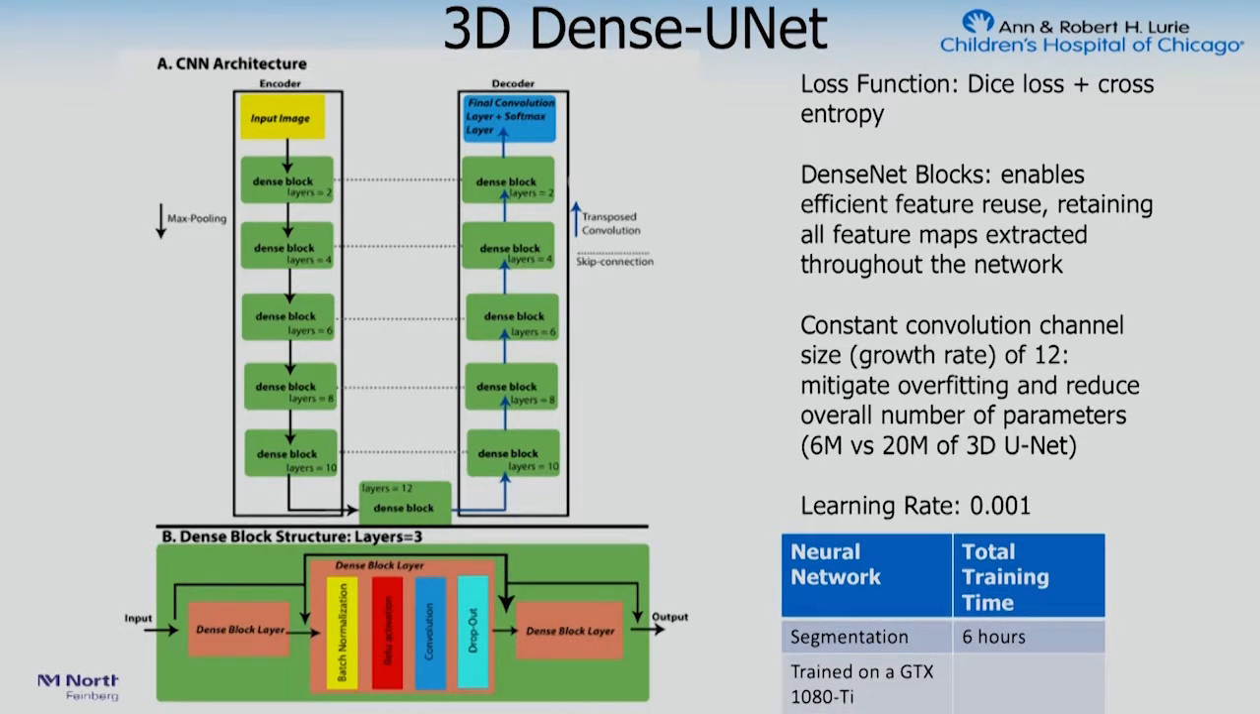As you can see in Part A, the encoder section used max pooling for downsampling layers, while the decoder section used transposed convolution for upsampling. The final layer consisted of a 1 by 1 by 1 convolution and softmax function to generate a probability of each voxel in the input for the binary classes. A composite loss function featuring a softmax cross entropy plus dice loss was used during training.